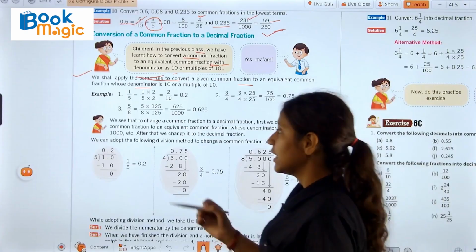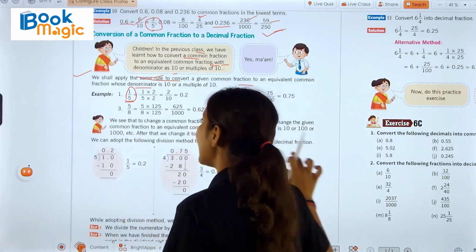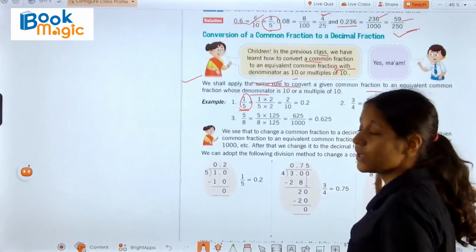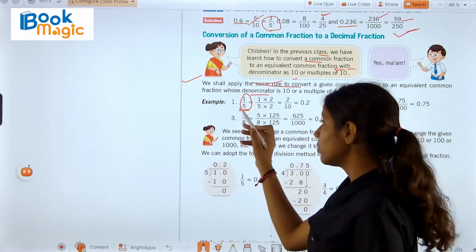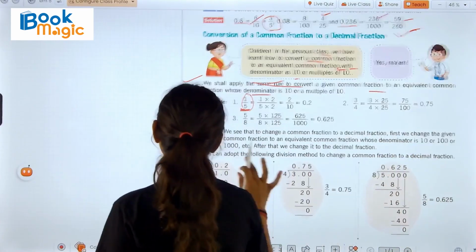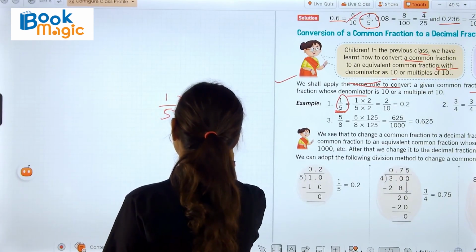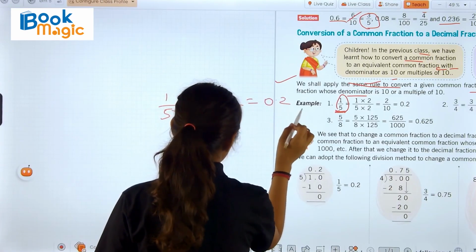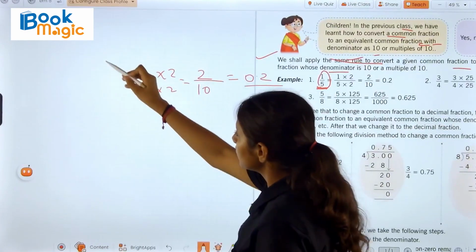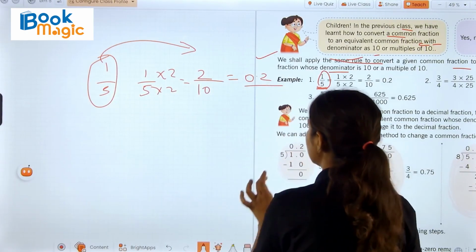So see, here we are having the value 1 by 5. So just make this denominator 10 or a multiple of 10. Because 5 into 2 is 10, it could be 10 by just multiplying 2 to it. So it will be 1 into 2 by 5 into 2. So it will be 2 by 10. So it is 0.2. This is how we can convert a common fraction into a decimal.